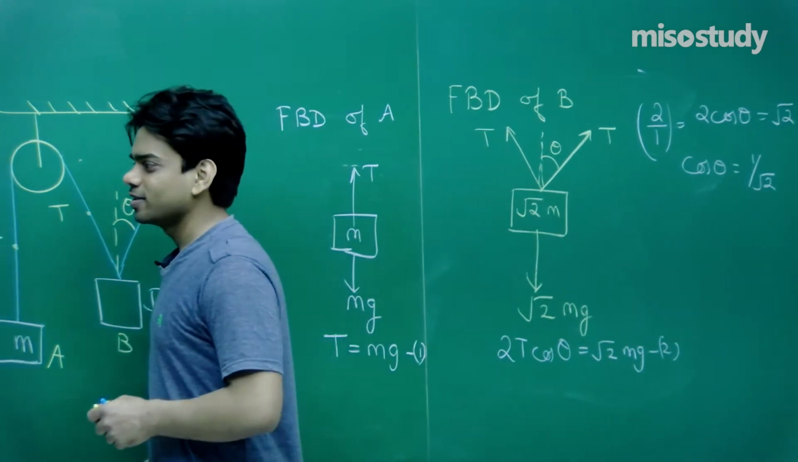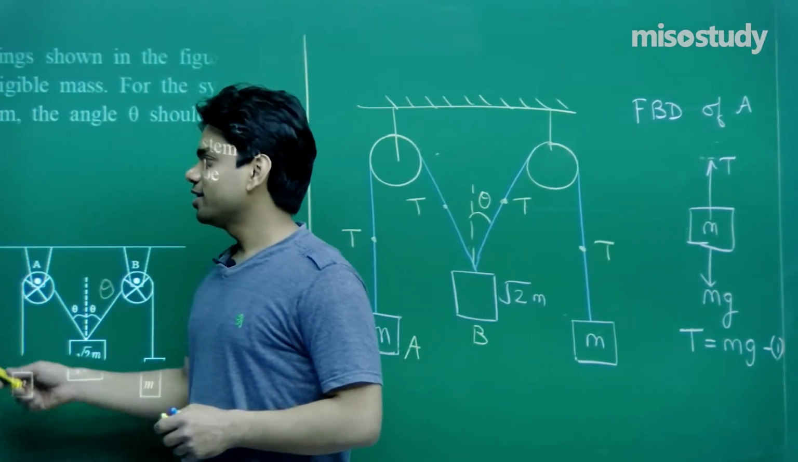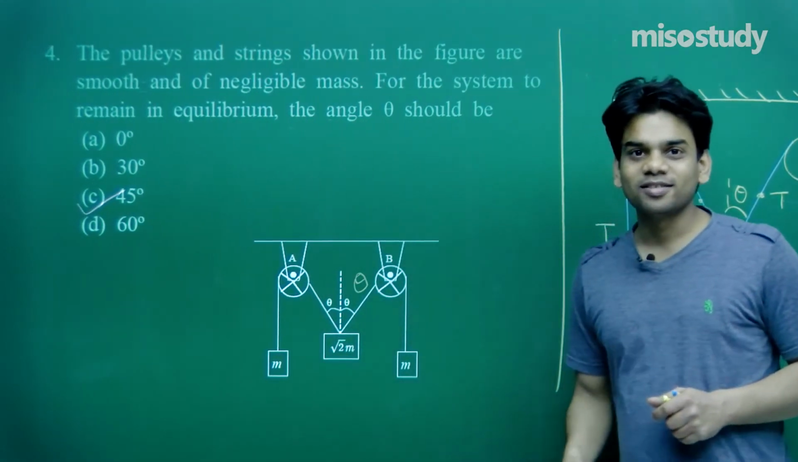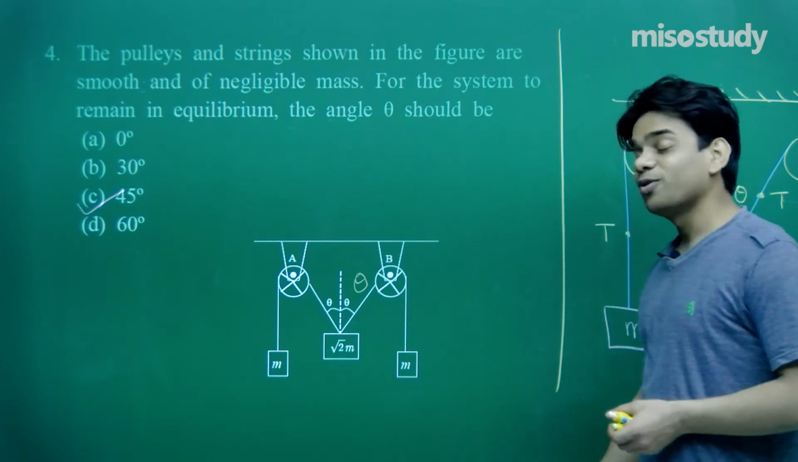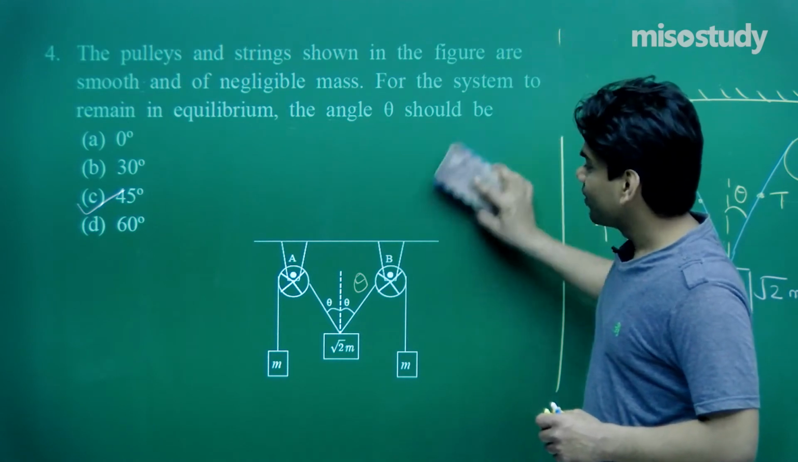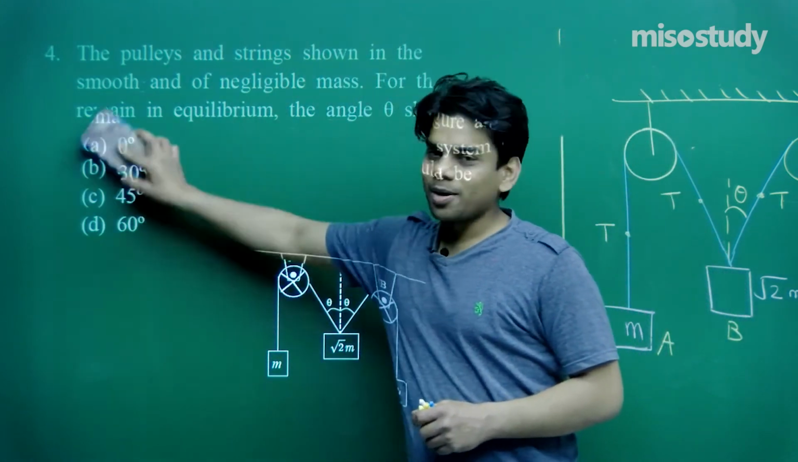Let us go ahead and check the options. Theta, option C, 45 degrees. Previous year question, quite simple. And if you know how to resolve forces, you can easily score valuable marks in your JEE Main examination.